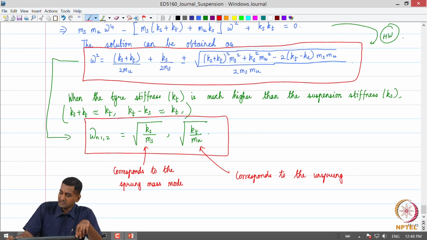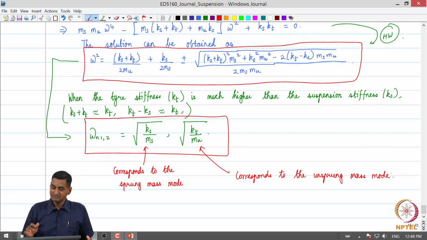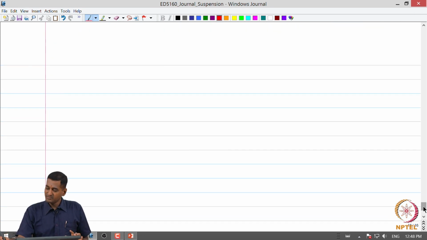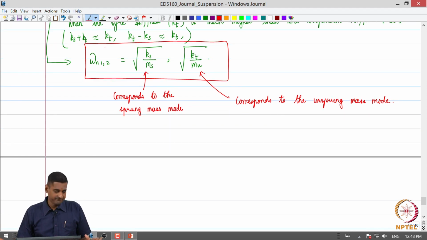Okay. So, one can immediately observe that the value of Kt by Mu is going to be much higher than the value of Ks by Ms. The tire stiffness is going to be more and the unsprung mass is going to be lower than Ms, by and large. So, we can immediately observe that the value of this omega n unsprung mass is going to be much higher than the natural frequency corresponding to the sprung mass mode. Okay. So, this is a simple analysis that one can do for getting an idea about the natural frequencies of this suspension system.